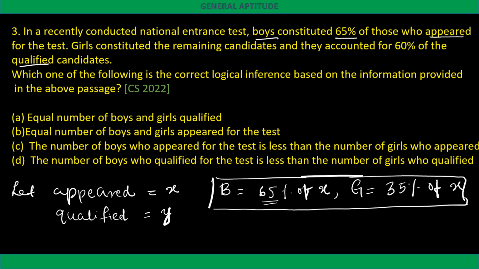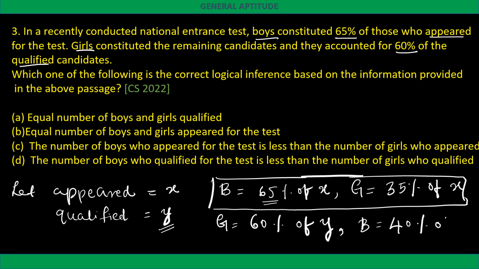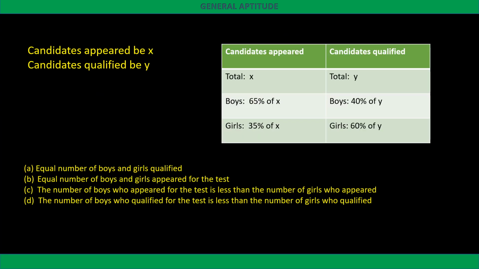Now it is said that girls constituted the remaining candidates and they accounted for 60% of the qualified candidates. So girls is equal to 60% of qualified candidates, that is Y, 60% of Y. Now what would be boys? Boys will be 40% of the qualified, 40% of Y. This is the qualified candidates, boys and girls. Now I have shown this in a tabular form for your convenience.